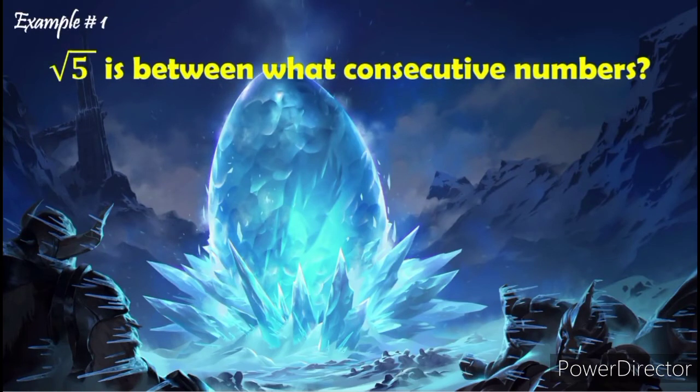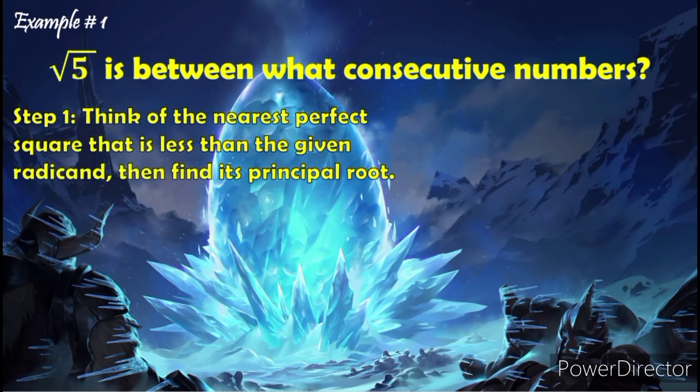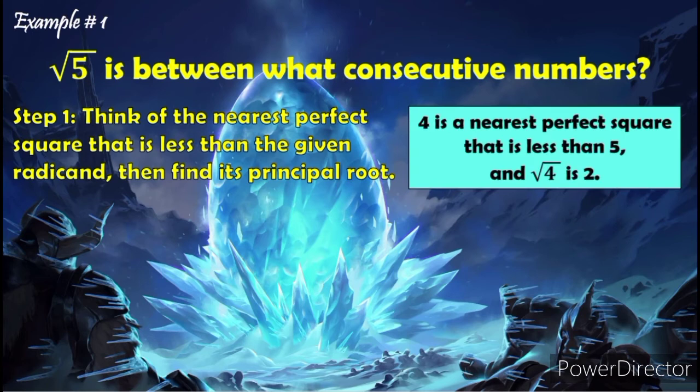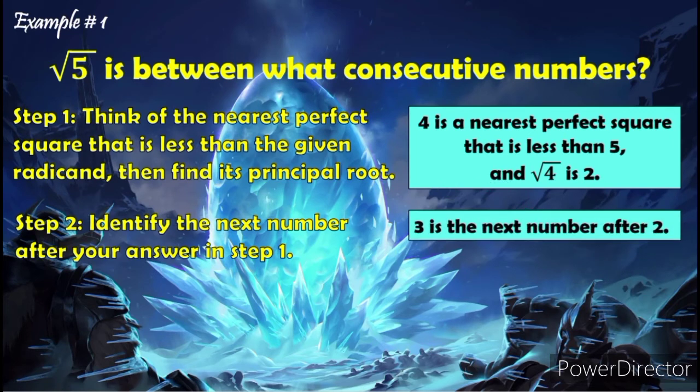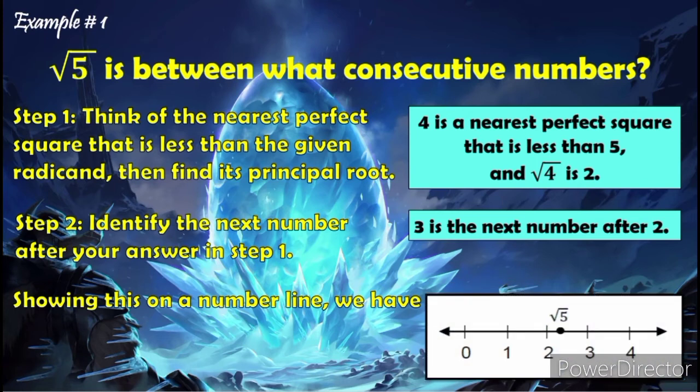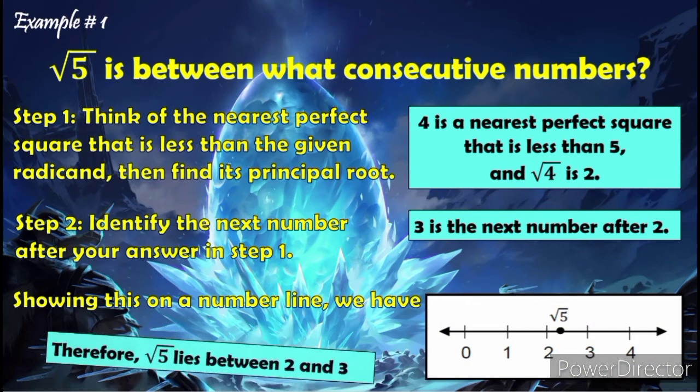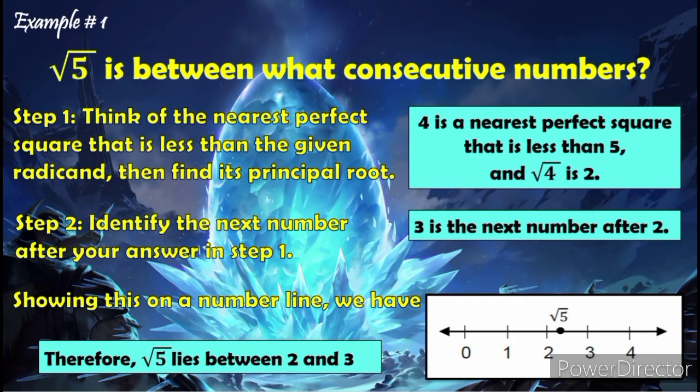The square root of 5 is between what consecutive numbers? Step 1. Think of the nearest perfect square that is less than the given radicand. Then find its principal root. 4 is the nearest perfect square that is less than 5, and the square root of 4 is 2. Step 2. Identify the next number after your answer in step 1. 3 is the next number after 2. Showing this on a number line, we have this. Therefore, our answer is the square root of 5 lies between 2 and 3.